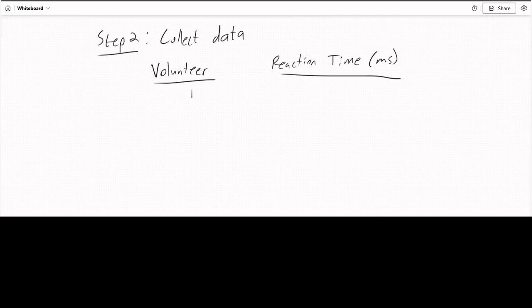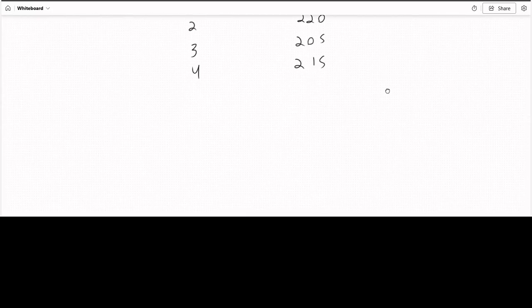So we have volunteer 1, 2, 3, and 4. And their recorded reaction times were 210, 220, 205, 215 milliseconds. Okay. So we collected the data. We're not drawing any conclusions about it. I mean, we can say it looks promising, but we haven't run any tests or done any math yet. But we have our data, and now we can move forward to see what conclusions we can draw.